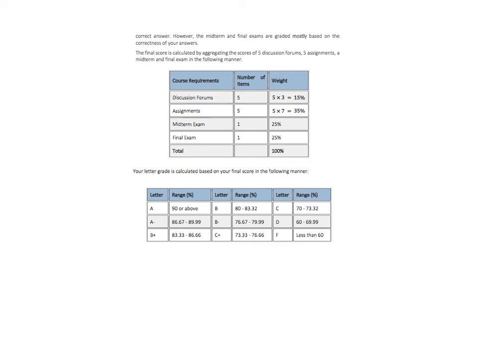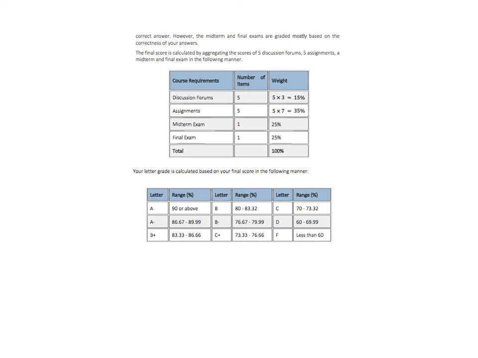Every programming assignment has 7%. So all the programming assignments in total will have 35% of your final score. The midterm exam has 25% effect on your final grade, and the final exam has another 25% weight. So in total, we have 100% weight, and this is how your scores and your grades are aggregated, so that we can calculate the final score of each one of you.